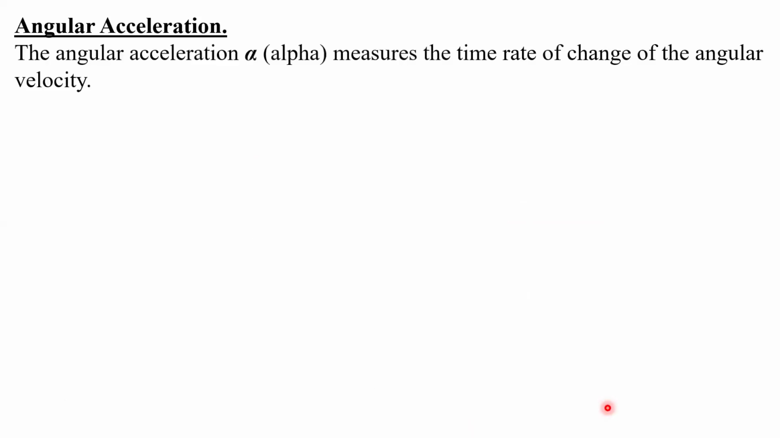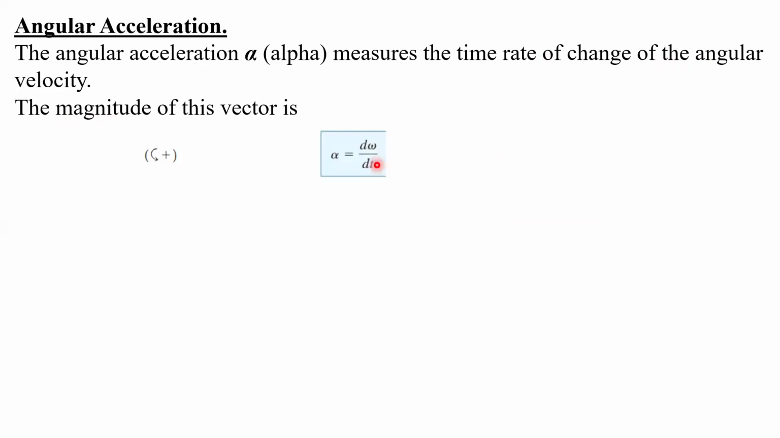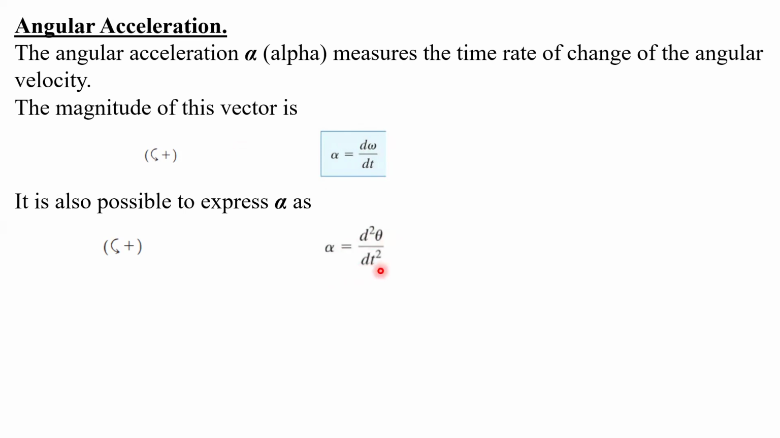It comes out. So angular acceleration. The angular acceleration alpha measures the time rate of change of the angular velocity. The magnitude of this vector alpha is d omega over dt, that is change in angular velocity per unit change in time. It's also possible to express alpha, which is angular acceleration, as alpha is equal to d squared theta over dt squared, that is the second derivative of displacement.